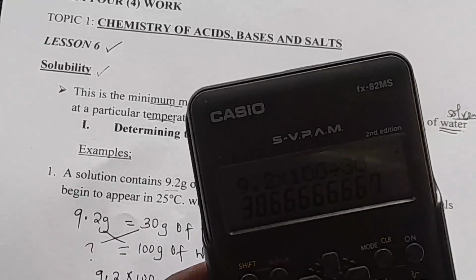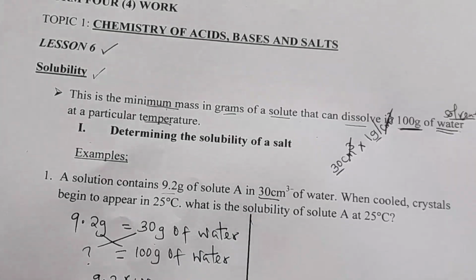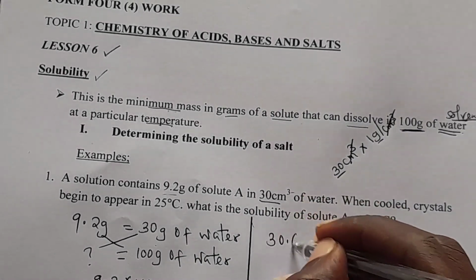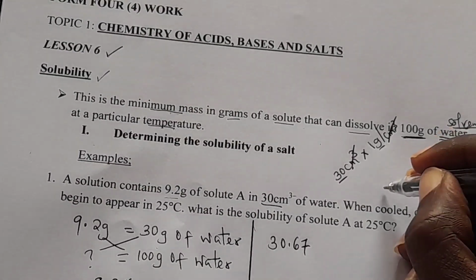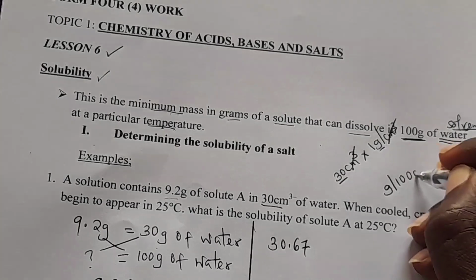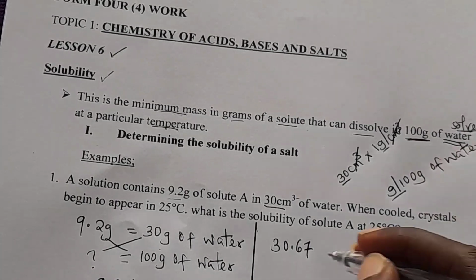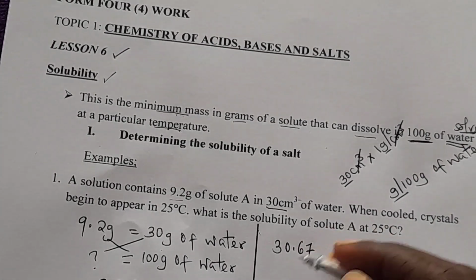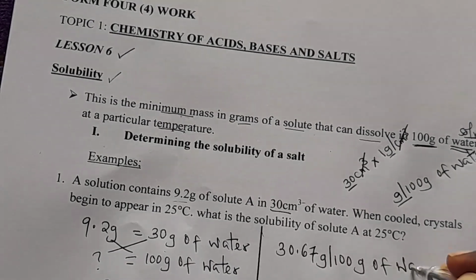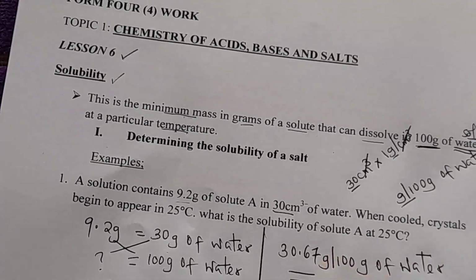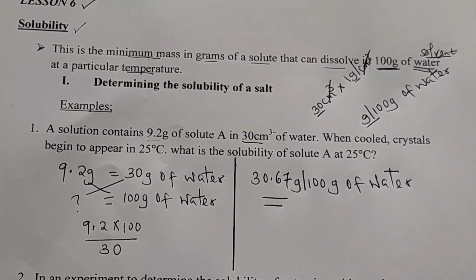9.2 times 100 divided by 30, we are going to get 30.67. So what is the unit for solubility? The unit for solubility is gram per 100 gram of water. So my solubility here will be 30.67 gram per 100 gram of water. So that's my answer. I've gotten the solubility in gram per 100 gram of water.